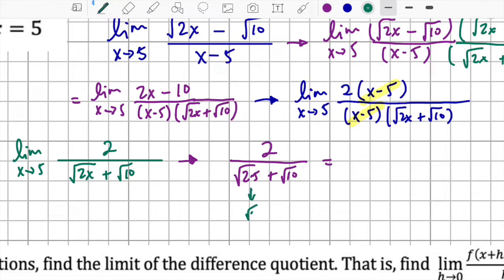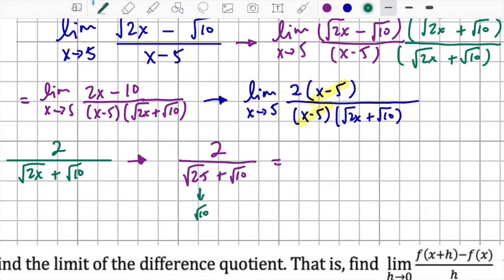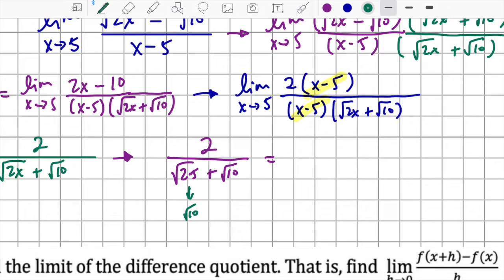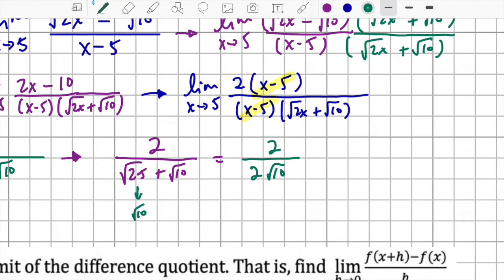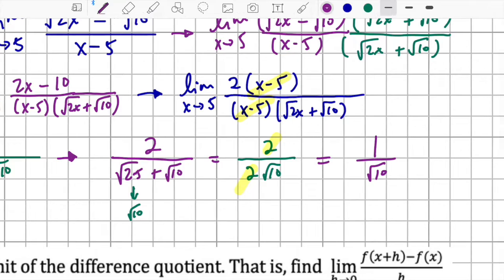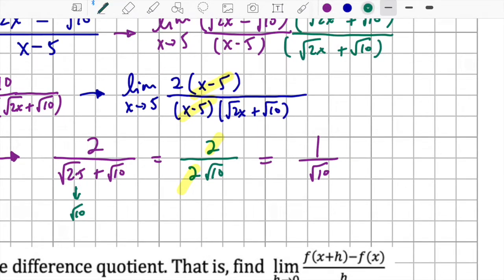Well, this right here, that's just the square root of 10. And if I have a square root of 10 plus another square root of 10, that gives me 2 square root of 10s. So 2 over 2 square root of 10. And I notice that I can cancel out the 2's. Now remember, we're left with 1 in the numerator. In the denominator, we have the square root of 10. And if you want to rationalize the denominator, because sometimes we do, sometimes we don't, your final answer should be square root of 10 over 10.